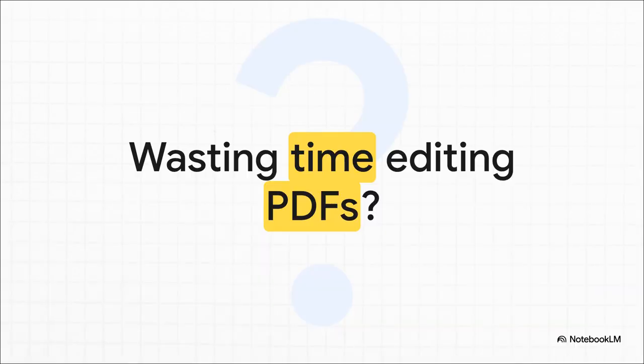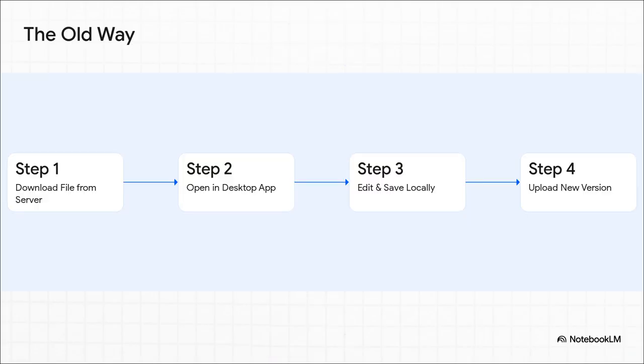So does this whole scene feel a little too familiar? Do you feel like you're wasting time, wasting clicks, just trying to make a simple change to a PDF? If you're managing documents in a system like Content Server, you probably know exactly what I'm talking about. It's this quiet little bottleneck that just eats away at your productivity, one file at a time. Let's just walk through this old way of doing things because it's a pain.